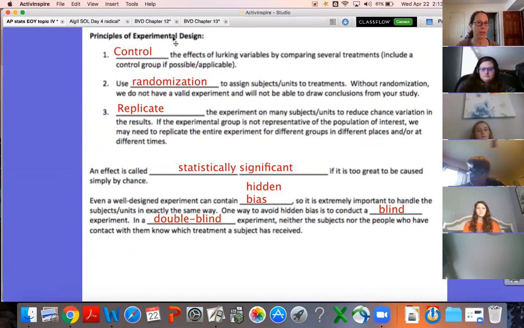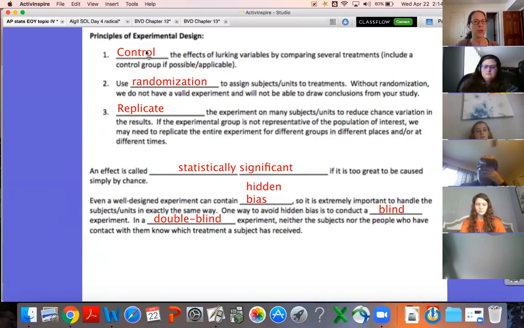They call it the 3 big principles: control, randomize, and replicate. There is a 4th optional, and that is block. Block is optional, so we don't call it one of the main principles, but if you had something like dog breeds or males and females, you would want to block as well as control, randomize, and replicate.